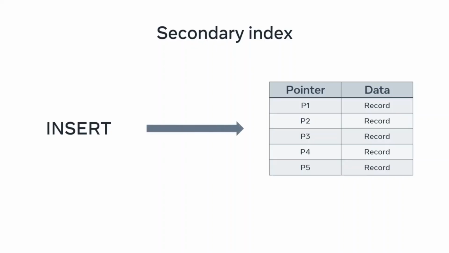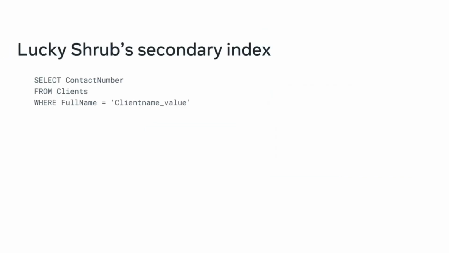This is because when you update or insert data into the table, that same data must also be added to or updated within the index, which takes time. Lucky Shrub can use a secondary index to optimize their SQL Select query. They can create an index on the full name column so that client details can be located faster.